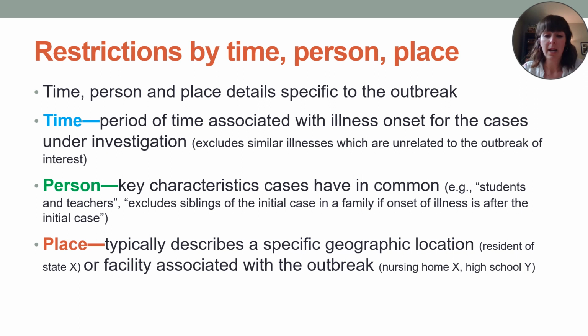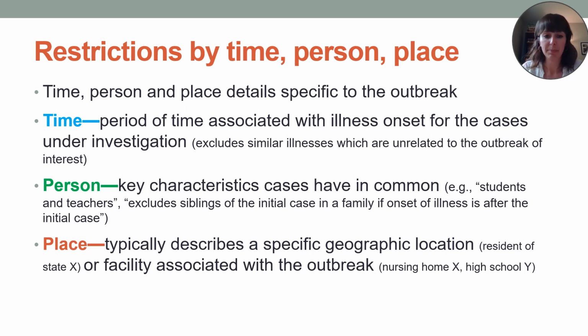So the first piece is time. We want to look at the time period that's associated with the outbreak. People have diarrhea all the time. We need to restrict the definition to a specific time period so we can narrow it to when we think the outbreak occurred. We don't want cases of diarrhea that people think should be reported if they're not actually associated with our outbreak.